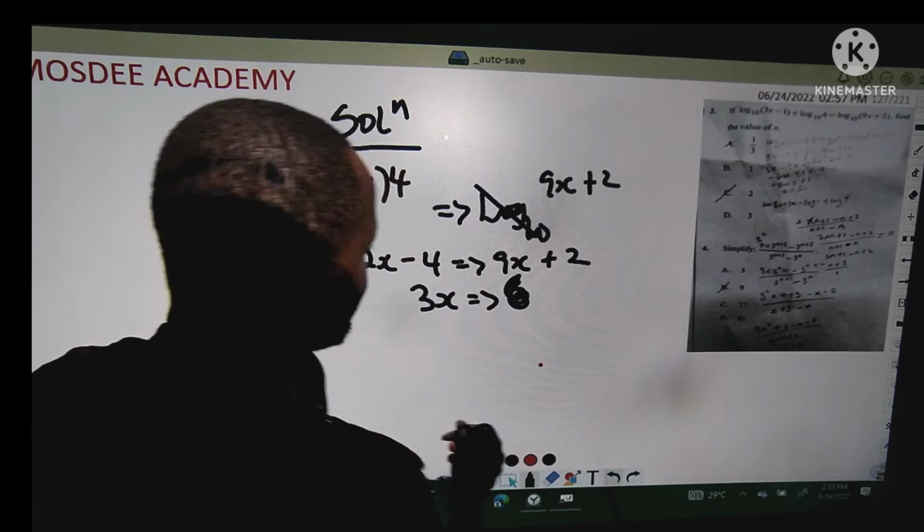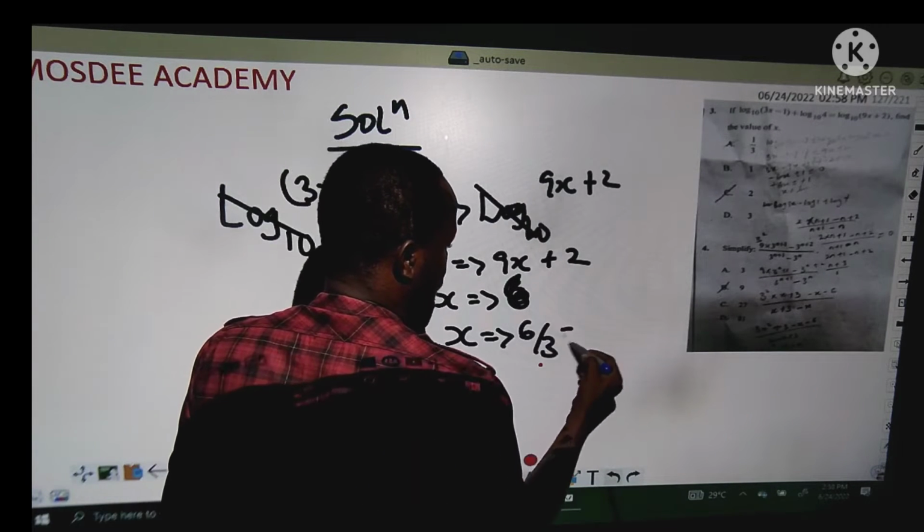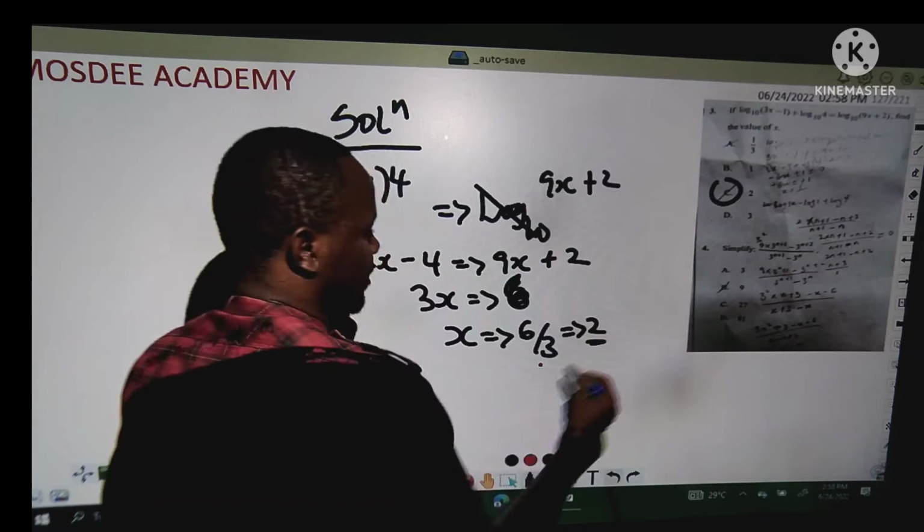I think it's back. So it's equals to 6. X is equals to 6 over 3, which is equals to 2. So I think that is 2, also correct. So that's the answer to that.